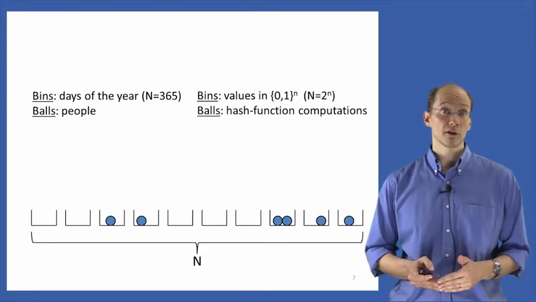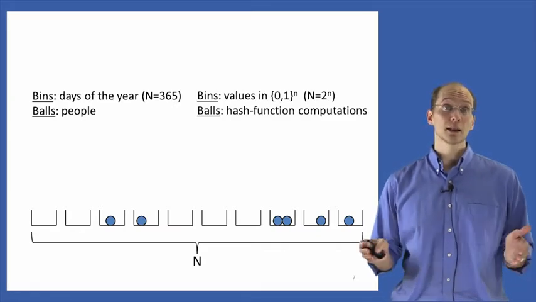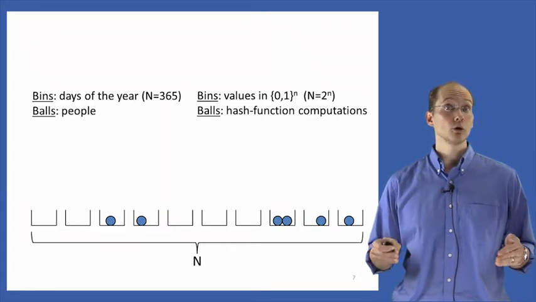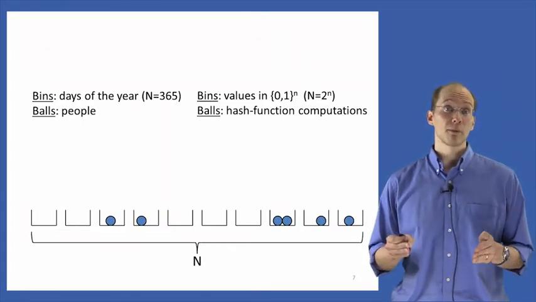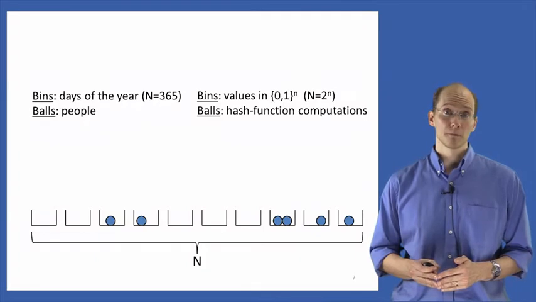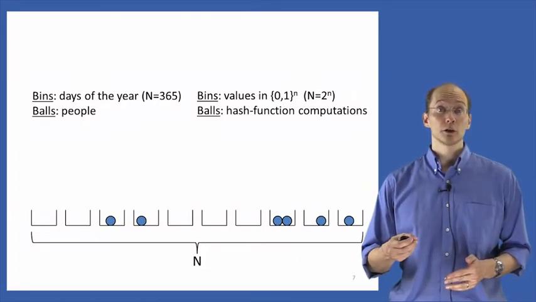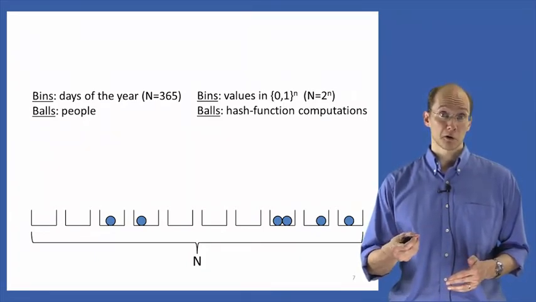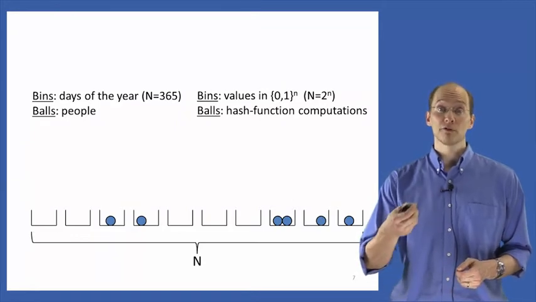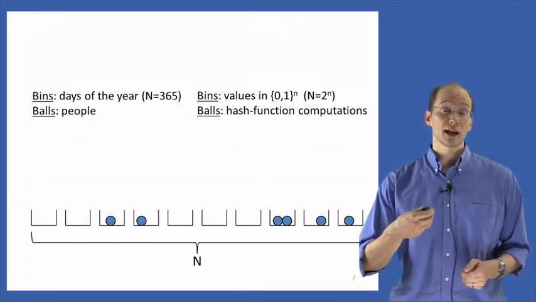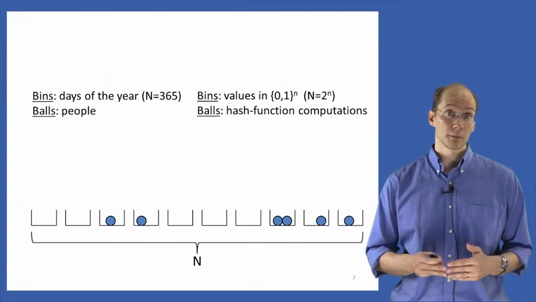Turning to the question of hash functions, now we can let the number of bins be 2 to the little n, the number of possible outputs of our hash function. And we can let the balls denote computations of our hash function, or more precisely, the output value that we obtain when evaluating the function on some input.